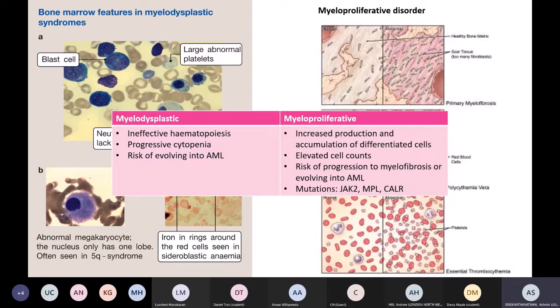And then I put this in here just to give you a picture of what you'd find on your bone marrow biopsy. So you get these blast cells, get these large abnormal platelets as well. And here you can see these small neutrophils. And you can see this basophilic stippling as well here. And these are the kind of iron rings you'll see in the red blood cells, which are your sideroblastic red blood cells.